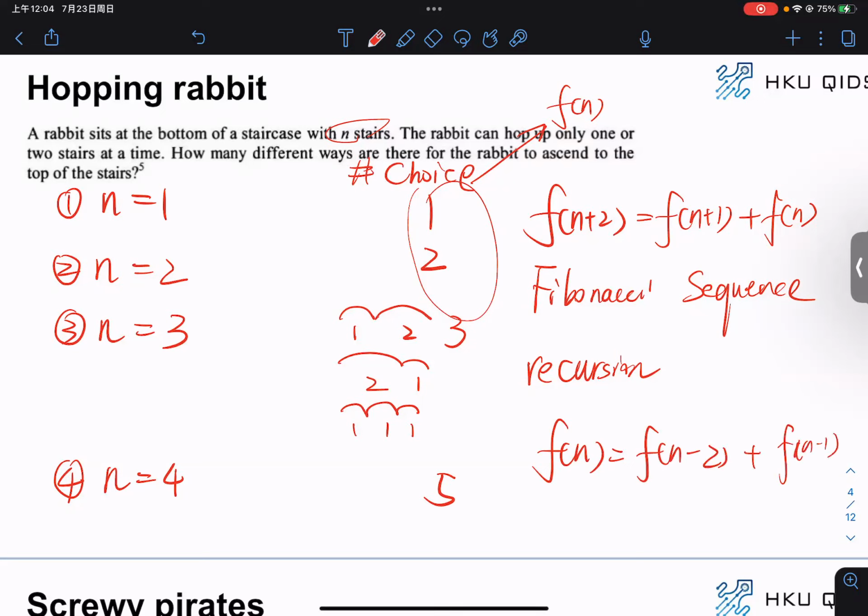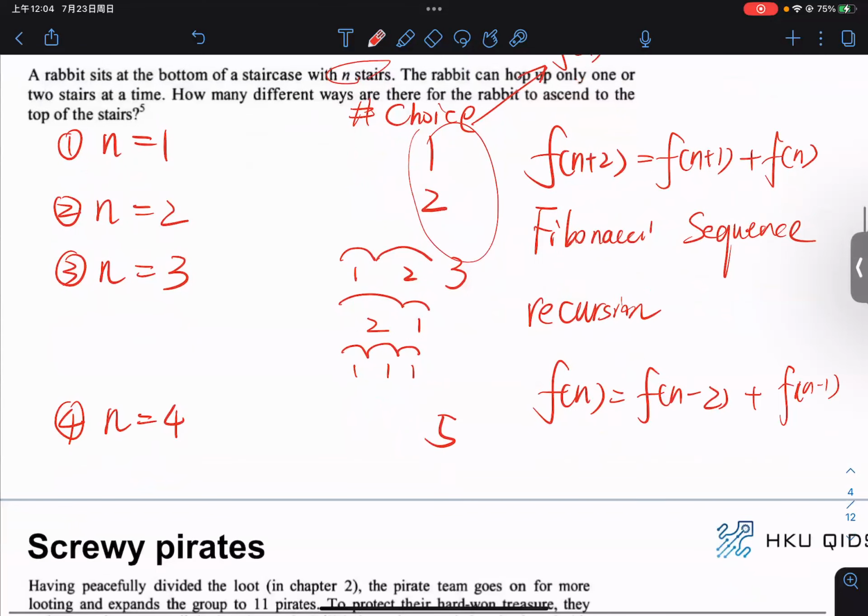And we can write Python or C++, any kind of coding language script to solve this problem, right? And besides, may I ask what's the complexity of a Fibonacci sequence? Well, you may guess about that.